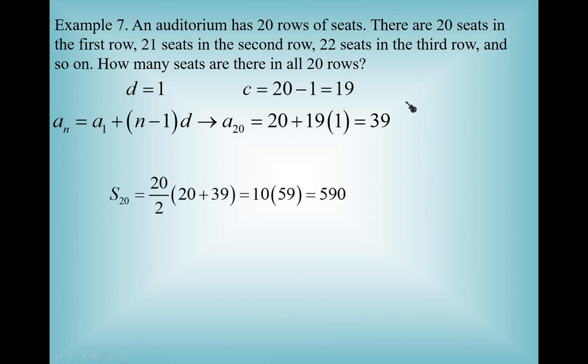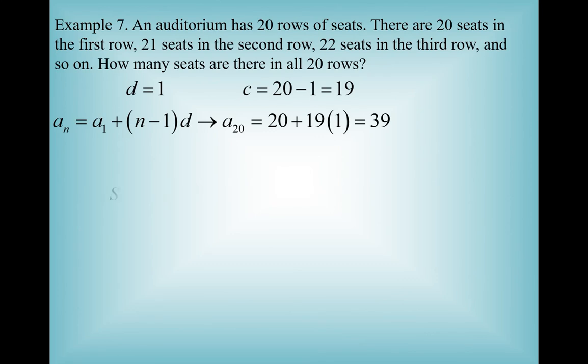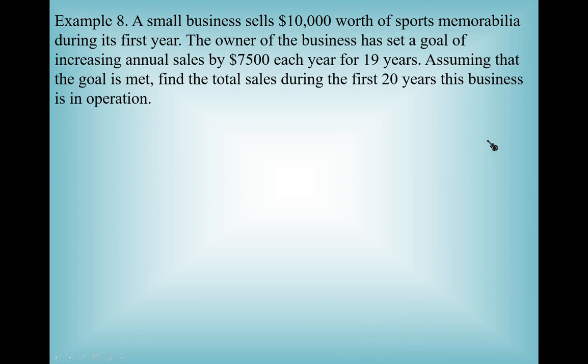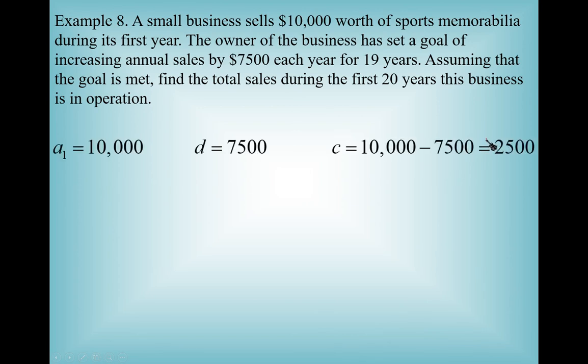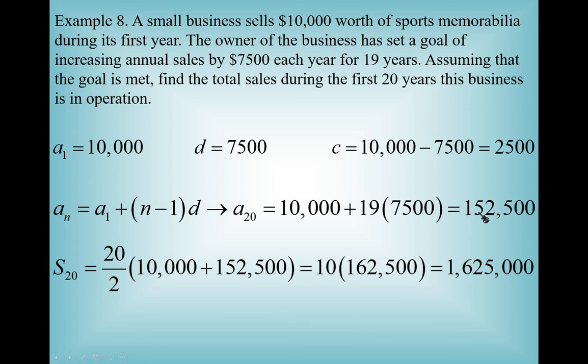Ayan. Pati dun sa sum of the nth term. So lalabas yung mga sagot na yan: 39 saka 590. So for example yan. Kunin lang natin yung mga values sa word problem, then substitute natin sila. Pag nakuha mo na yung A sub n, kunin mo yung sum of the nth term. Yan. So the total sales for the first 20 years is $1,625,000. So that's it.